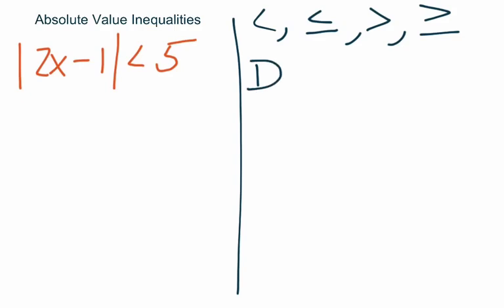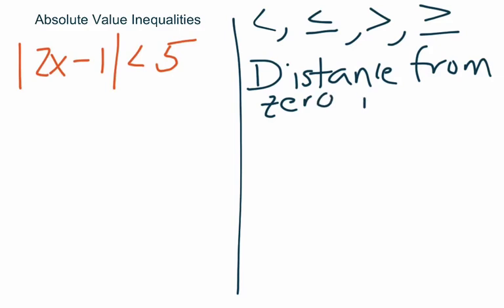So what we're talking about here is the distance from 0 on that number line is less than 5. Okay, and what I'm doing there is I'm just engaging the definition of absolute value. We defined absolute value last class as the distance from 0 on the number line. So when I see the absolute value symbols, that's how I want to interpret it. The distance from 0 is less than 5.